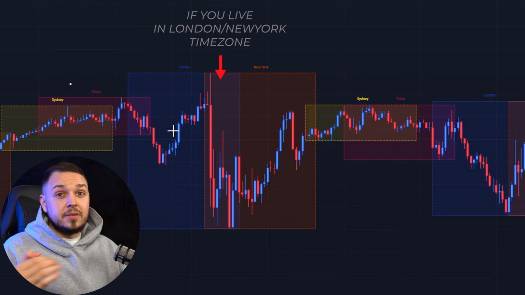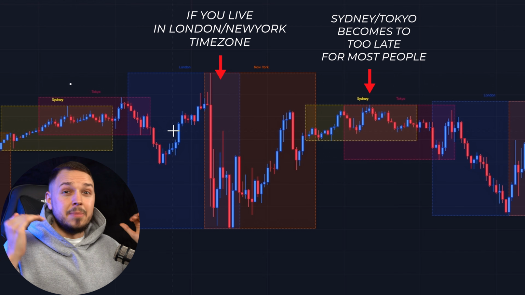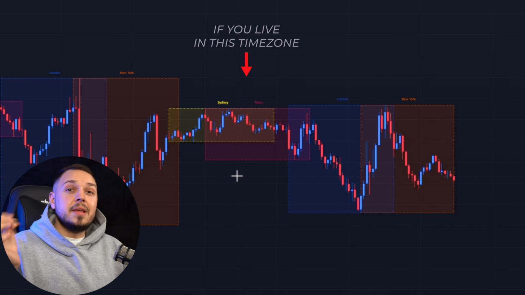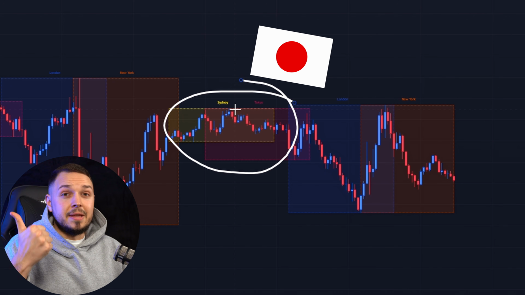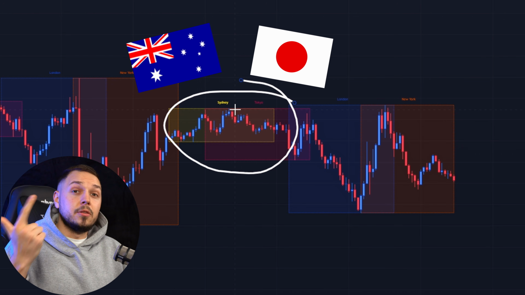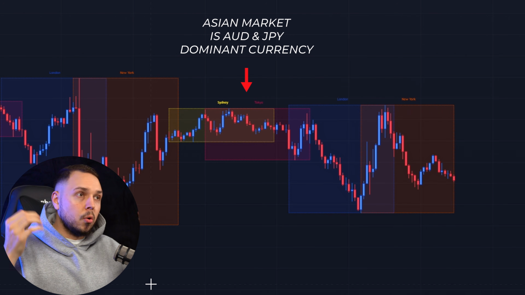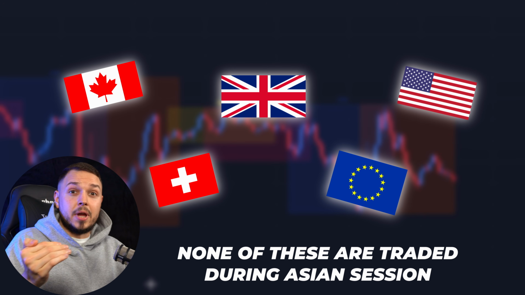And vice versa, someone from Europe will have a hard time trading the Asian session because it's going to be really late at night, maybe 1 or 2 a.m. And that's why the best currency pair will always depend person to person. Now, for example, if we live somewhere in the Asian session, we mainly want to be focusing on the Japanese yen currency pair and the Australian dollar, simply because the Asian market session is Japanese yen or AUD dominant, right? None of the other currencies are actively traded at that time.